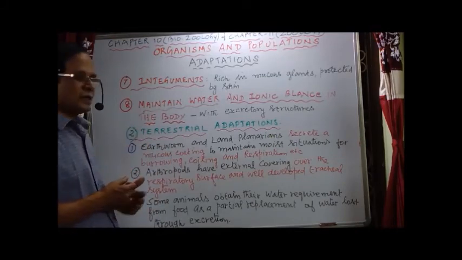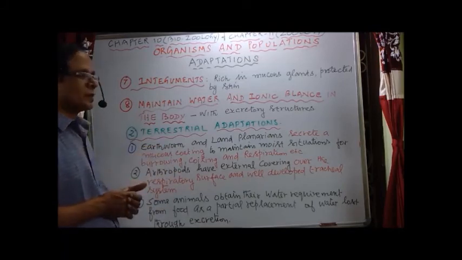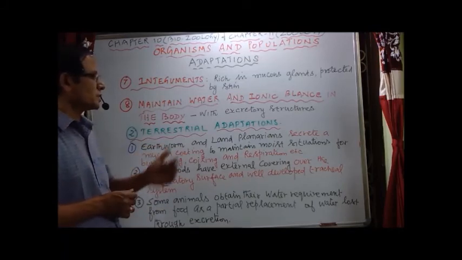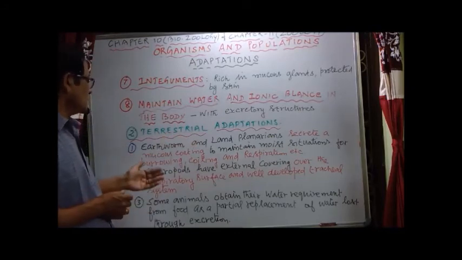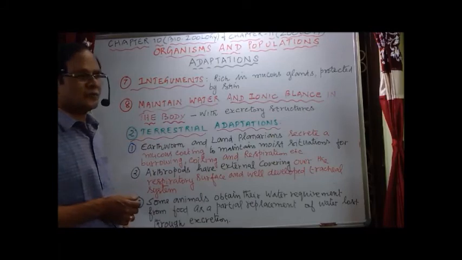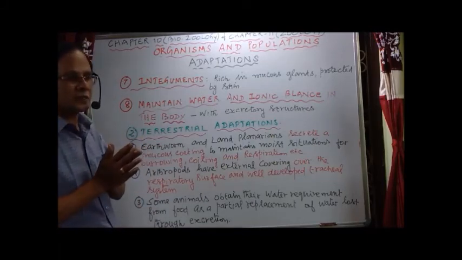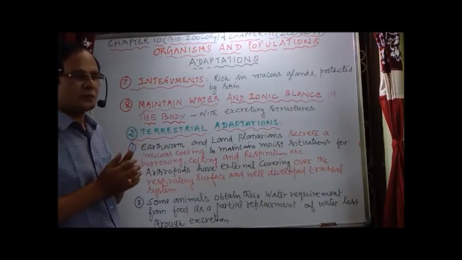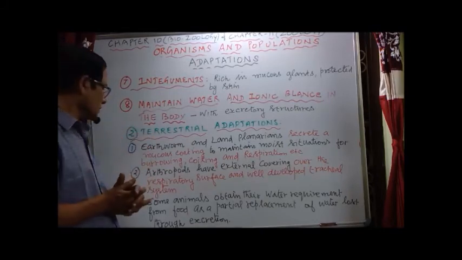The moist skin is actually used for different purposes: burrowing, coiling the body, respiration, etc. In earthworm, it helps in respiration. Now, the arthropods have an external covering over the respiratory surface and a well-developed tracheal system. That is one of the adaptations to prevent water loss through the respiratory structures.